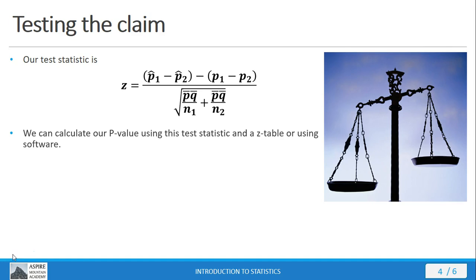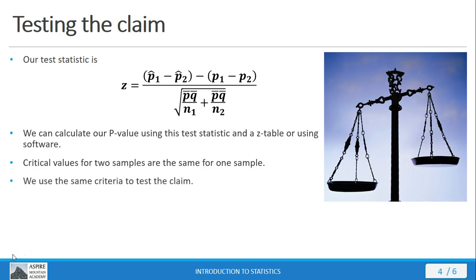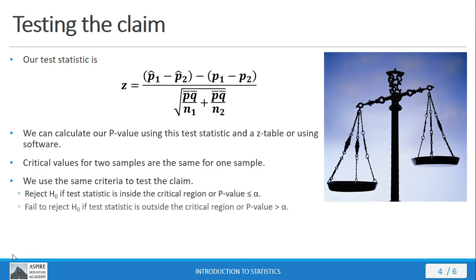We use software. Again, the same methodologies that we used before with the 1 sample, we're going to use again with the 2 sample. Critical values for 2 samples are going to be the same as for 1 sample. So if you know how to do it for 1 sample, you know how to do it for 2 samples. You're just taking a critical value for each sample. And we're going to use the same criteria to test the claim. So if we're inside the region of rejection, we're going to reject the null hypothesis. If we're outside, we fail to reject the null hypothesis.